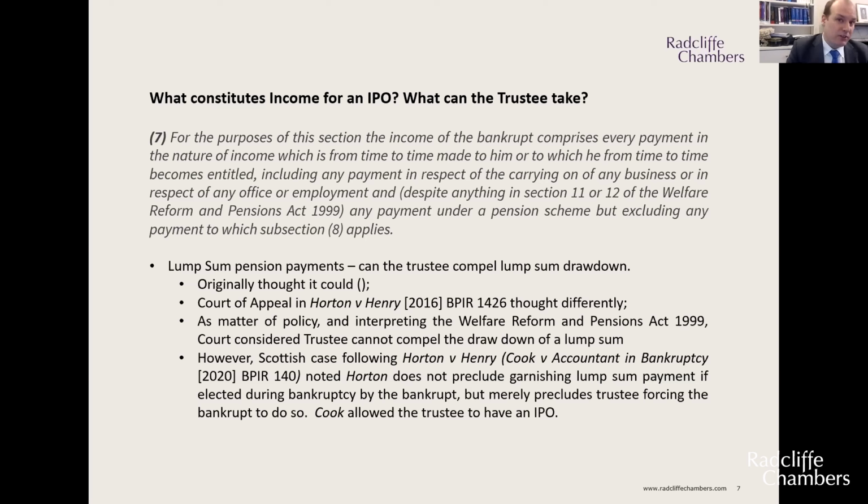However, and that was a policy element, there's been a more recent Scottish case, God love the Scots, from the Sheriff's Court in Cook and Accountant in Bankruptcy, which noted that actually the Court of Appeal in Horton and Henry did not preclude the garnishing of a lump sum which the bankrupt willingly drew down during the course of the bankruptcy. It only prevented the trustee from compelling the bankrupt to do so.